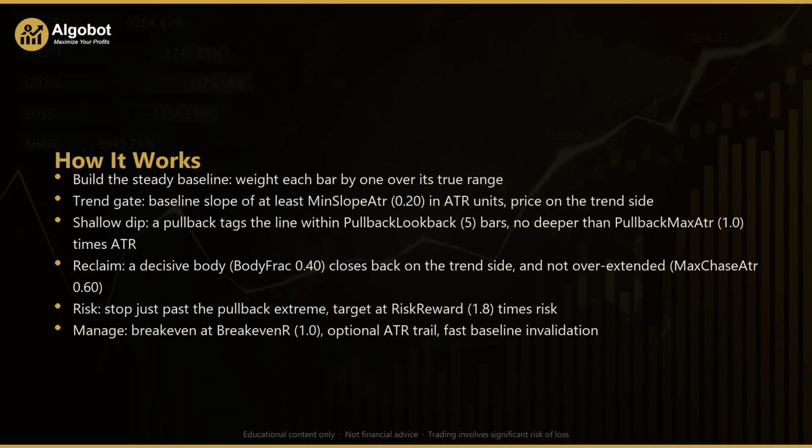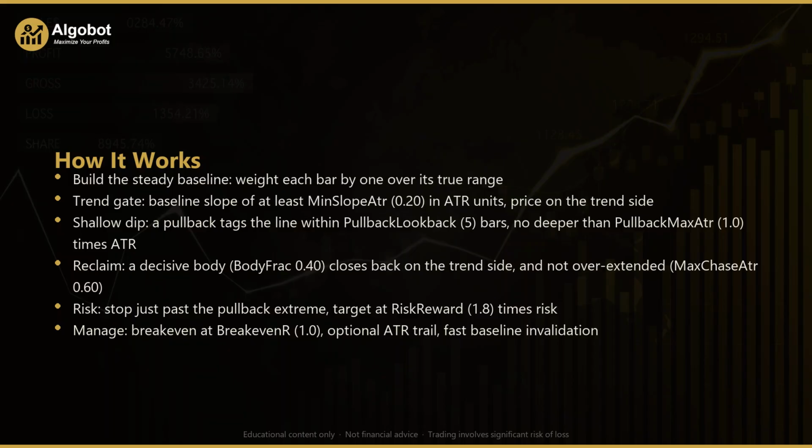Let's walk through the logic step by step. On every completed bar, the strategy first builds its steady baseline. It looks back over BaselineBars, 30 bars by default, and takes a weighted average of each bar's typical price. The weight for each bar is simply 1 divided by its true range. So a calm, narrow bar gets a large weight and pulls the line toward it, while a wide, spiky bar gets a tiny weight and barely moves it. That's how the line stays steady and denoised.